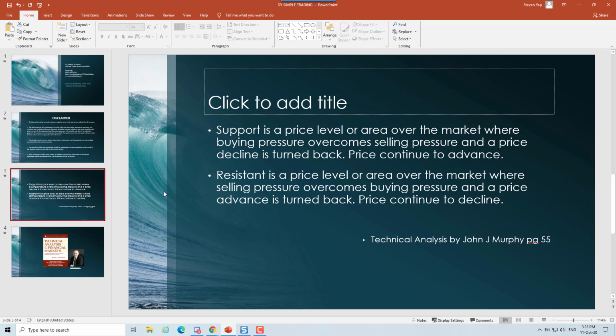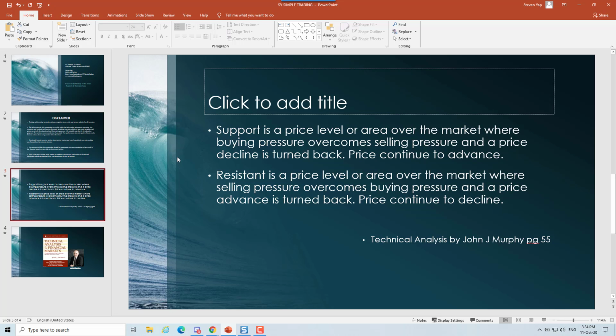Before we go into any in-depth discussion about support and resistance areas, let us look at the definition. What is support? Support is a price level or area. A level means a particular price, and an area means a range, like $1 to $1.10, for example.